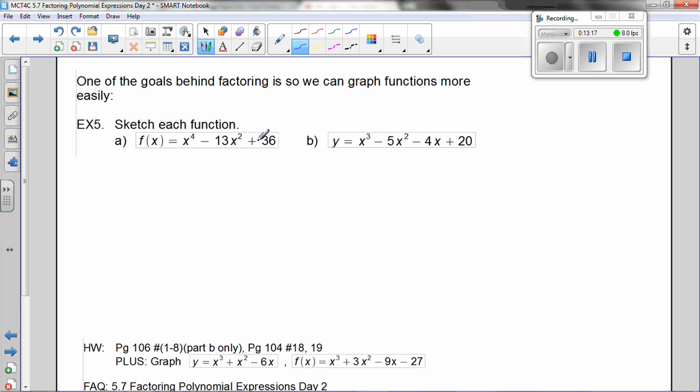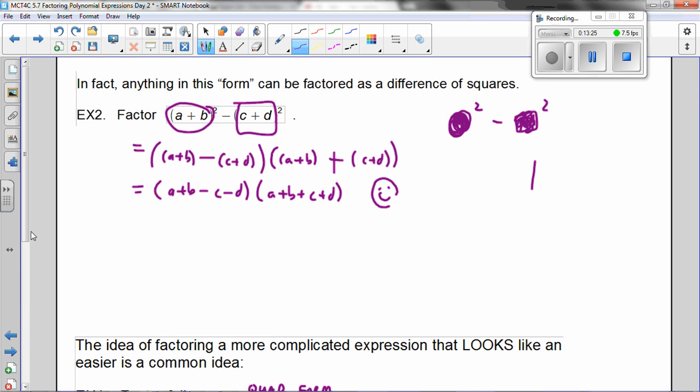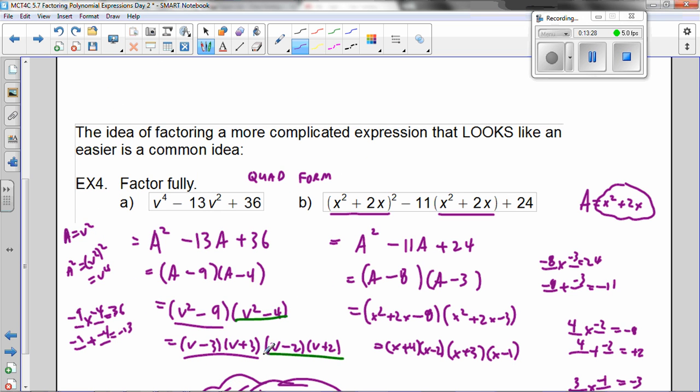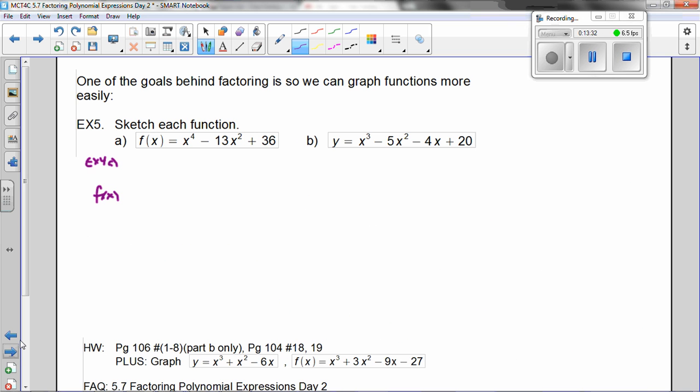Well, notice how this is the one from example 4a. It's exactly the same question. Where'd it go? Right there. Except I have v's instead of x's. So I could write that expression as x minus 3, x plus 3, x minus 2, and x plus 2. That factors into there from all of our work in the last example.